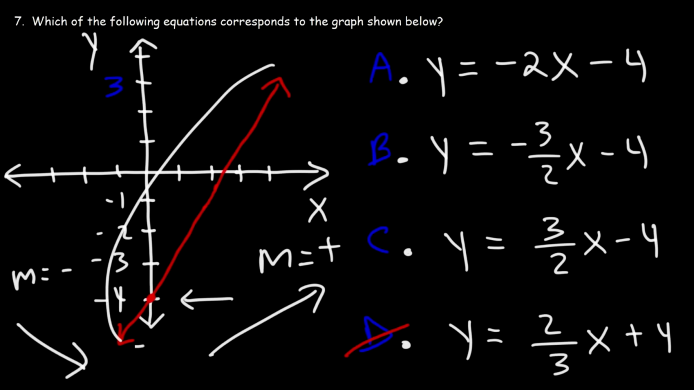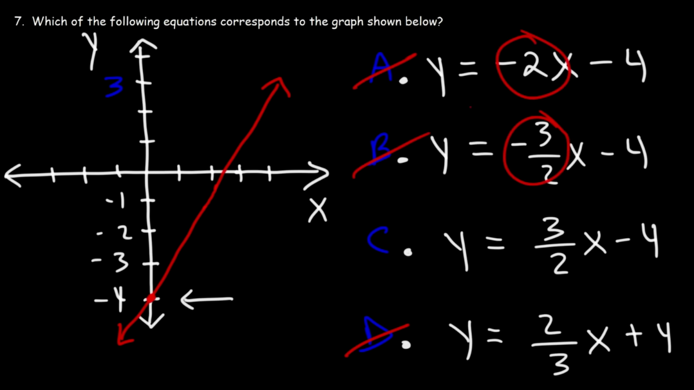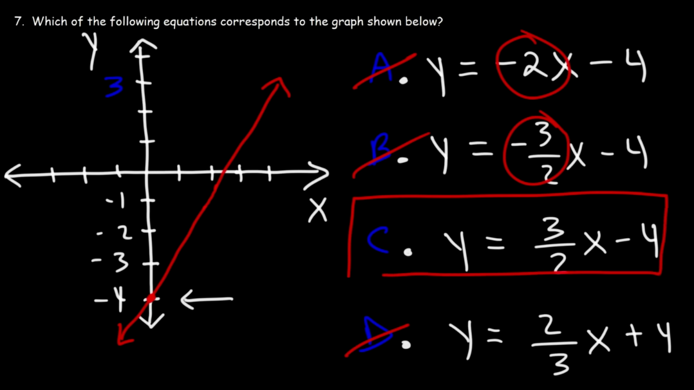So this line, would you say it has a positive slope or a negative slope? As you move to the right, notice that it goes up. So the slope for this line is positive. Understanding that helps us to eliminate answer choice A and B because they both contain a negative slope. They should have a line that goes down as you move to the right. So therefore, answer choice C has to be the correct answer.